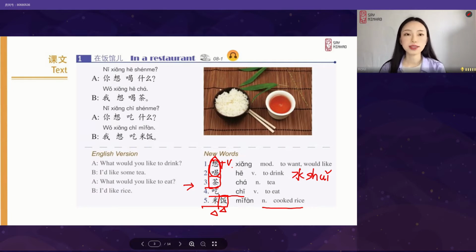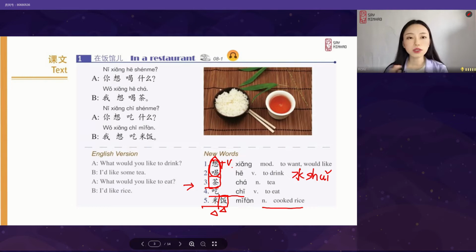What do you eat? The question, what do you eat? Try to answer it. It is 你吃什么? We will try to use this interrogative pronoun 什么 more often, okay? 你吃什么, what do you eat? Okay, then if I say I eat cooked rice, then it is 我吃米饭.